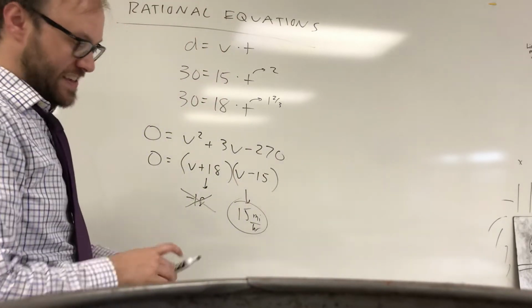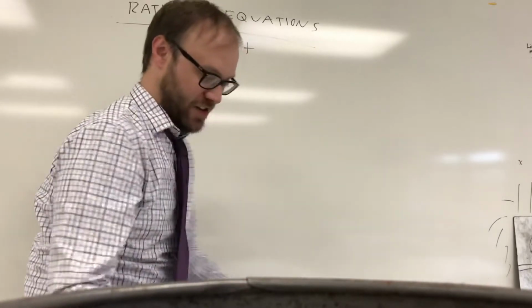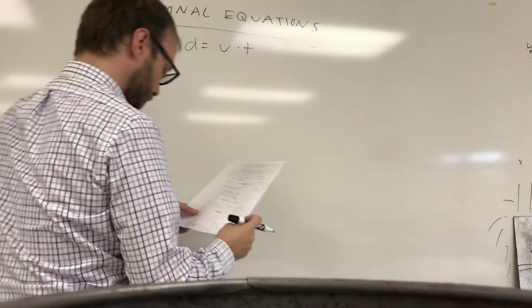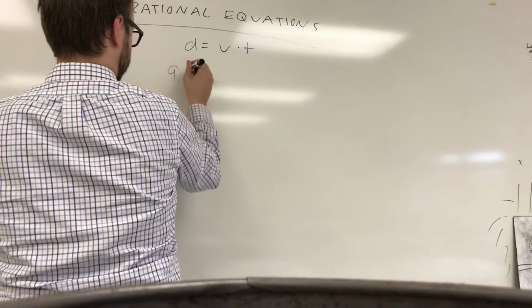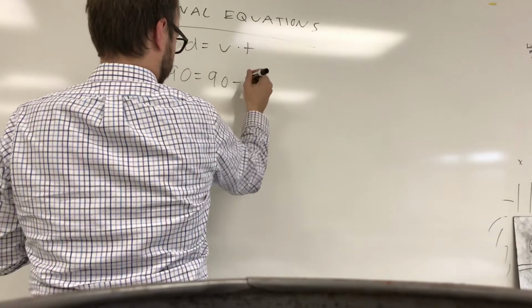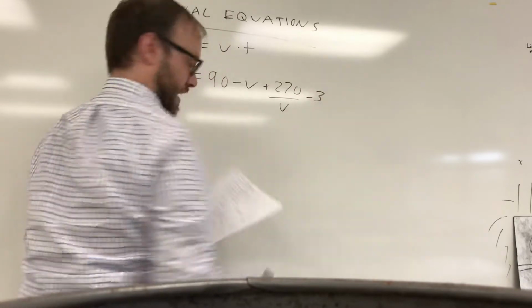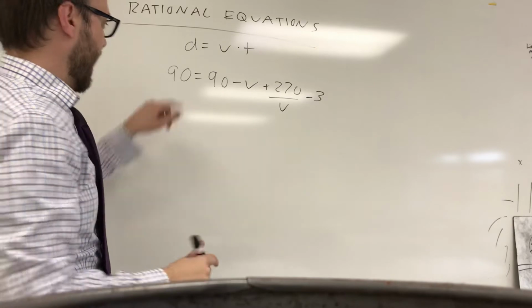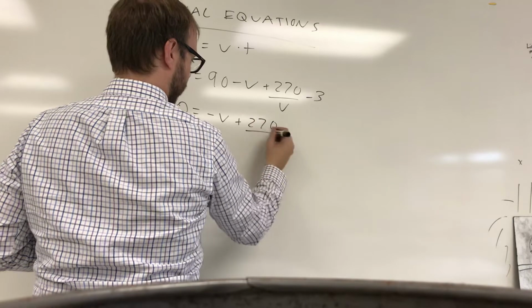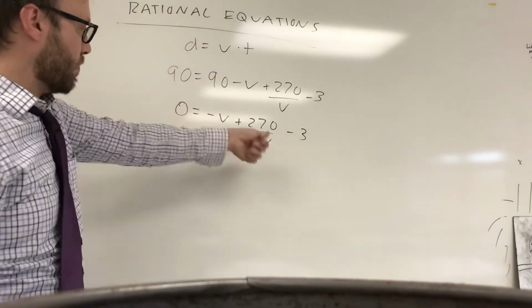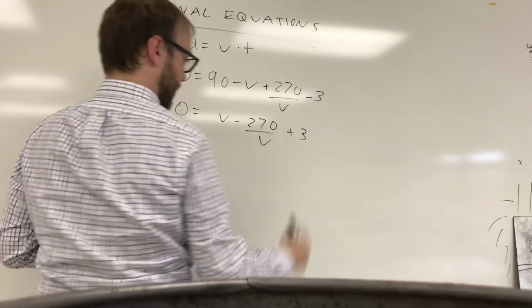By the way, there is a second way to approach this, and a lot of you probably did it this way when you first saw the original equation I had. So I'm going to jump back to this version of the equation right here. 90 equals 90 minus v plus 270 over v minus 3. Again, a lot of you probably would subtract 90 from both sides and get 0 equals negative v plus 270 over v minus 3. You might multiply everything by -1. That wouldn't change the sign here. That would make that positive, make this negative, it'll make that positive.